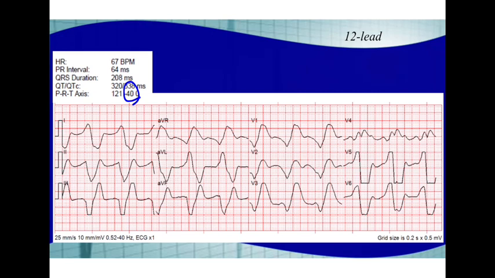So the first differential for a supraventricular rhythm with a wide QRS complex is intraventricular conduction delay, or a bundle branch block. The next one would be electrolyte derangement, like hyperkalemia, right? And then the third one would be toxicity, like a tricyclic antidepressant overdose.